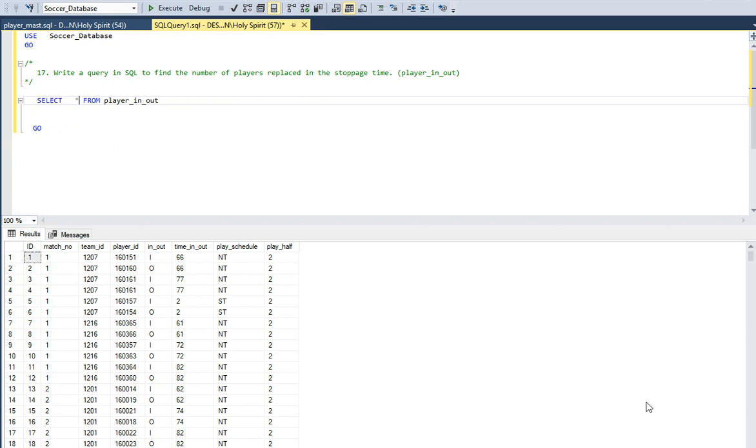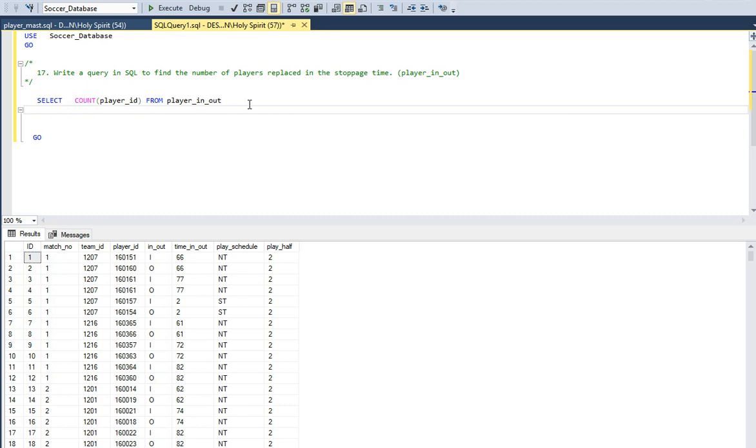Okay, continue. Cool. So the next question is, write a query in SQL to find the number of players replaced in the stoppage time. Again, Control V, this player ID. Yeah, number of players replaced.